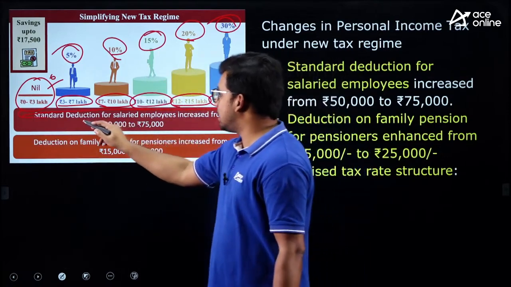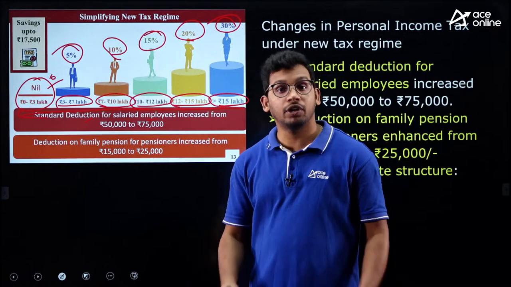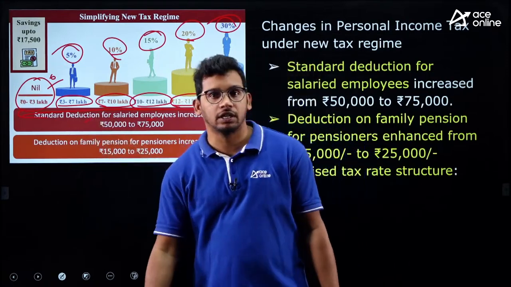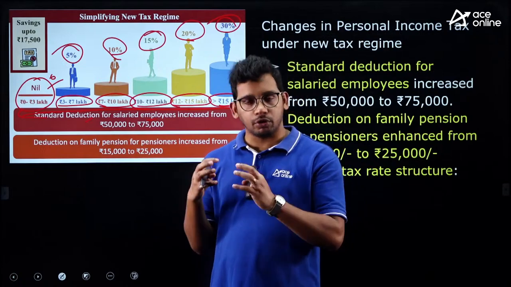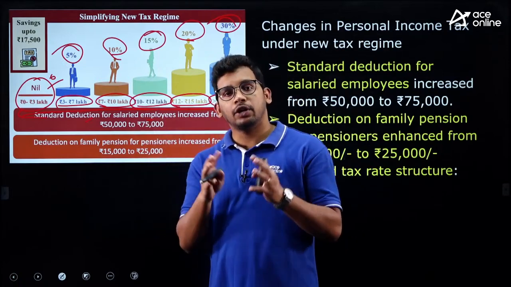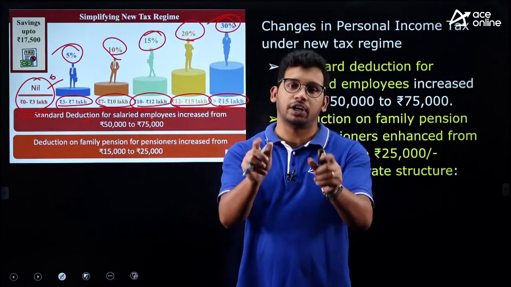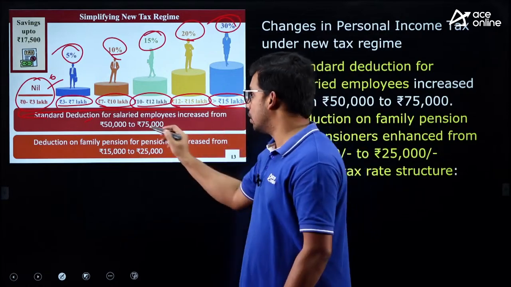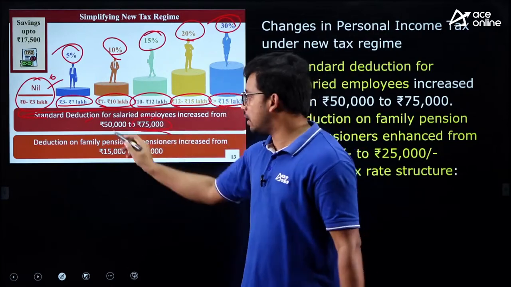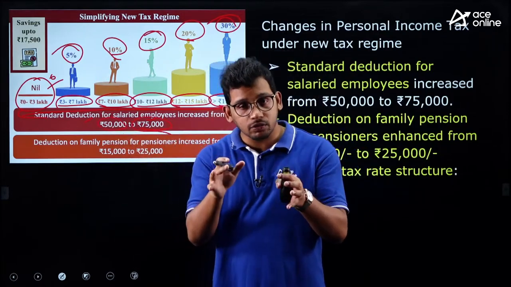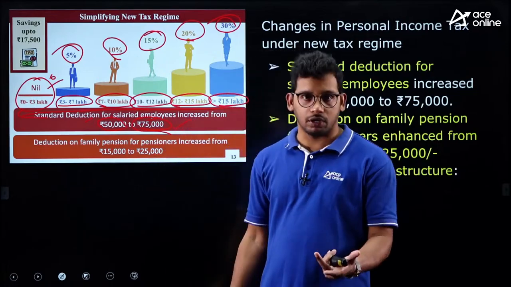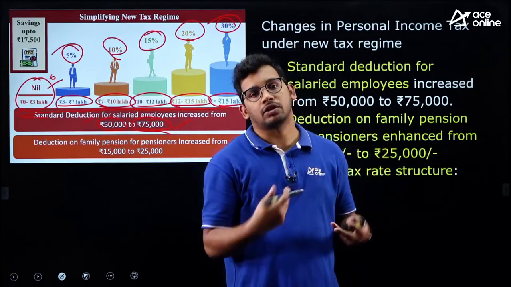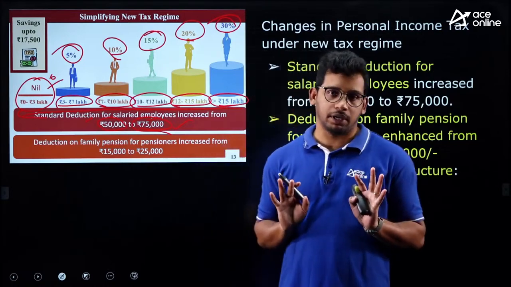Next one, standard deduction for salaried employees. You need to understand what actually a standard deduction is. Standard deduction means the amount which you can take out from your salary for the whole year and you can utilize for something else, you can put it aside, right? So that is a deduction. So up to 75,000, earlier it was 50,000. So whatever 50,000 you are spending, that is not taxed, but now the government has increased it to 75,000. So you can take 75,000, you can invest in something and it will be exempted, right?